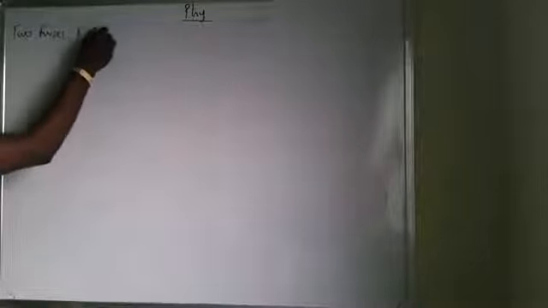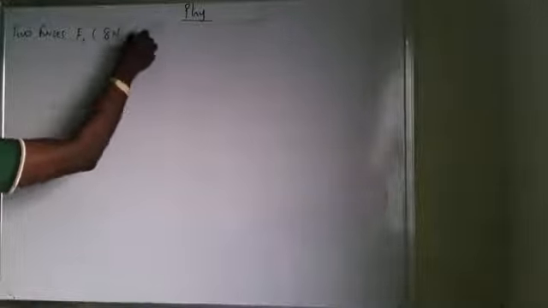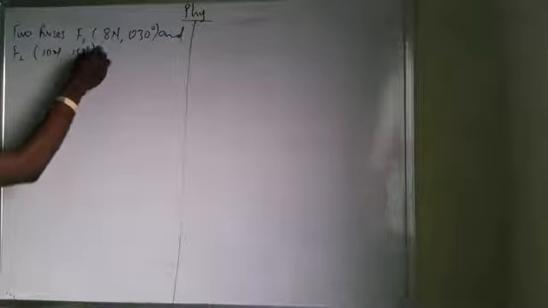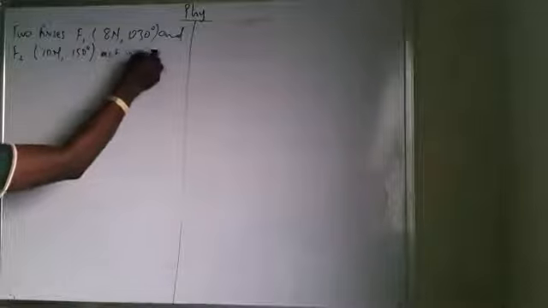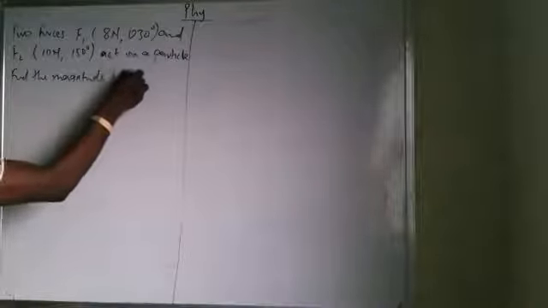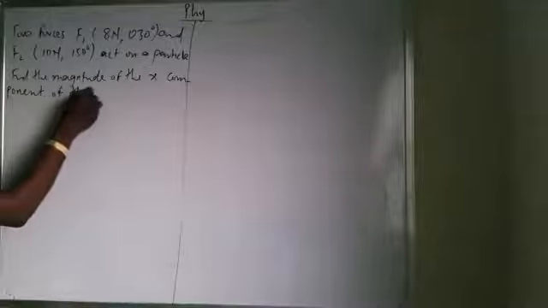I have a problem this way, and the question comes this way. Two forces, F1, 8 Newton, 30 degree, and F2, 10 Newton, 150 degree, act on a particle. Find the magnitude of the x component of the resultant of the forces. That is all about that.